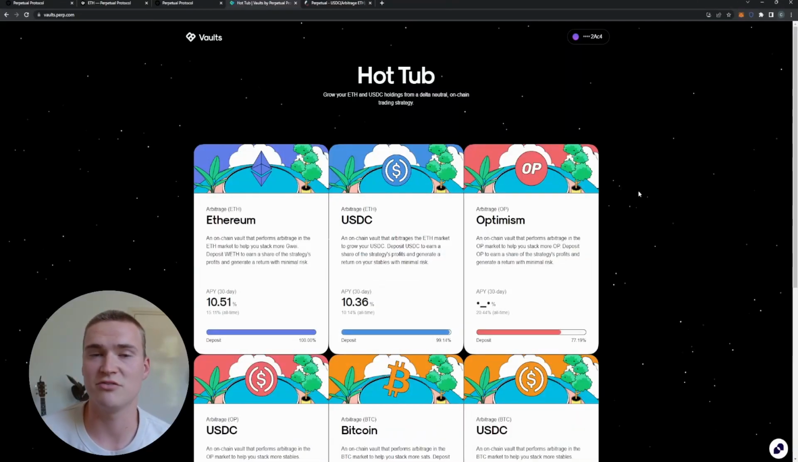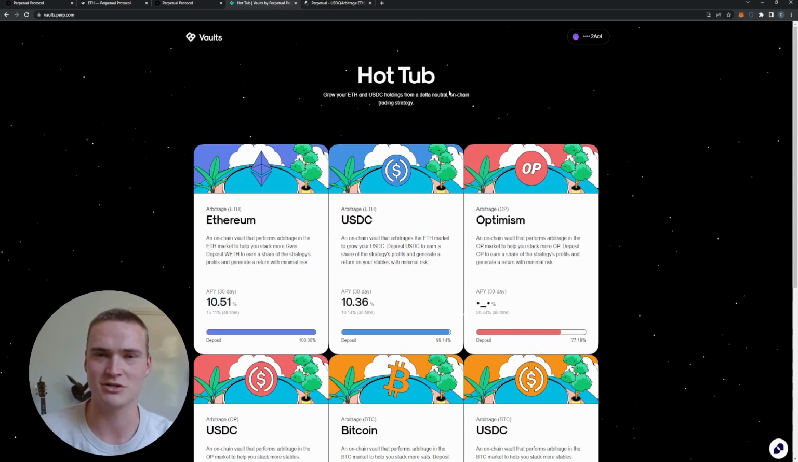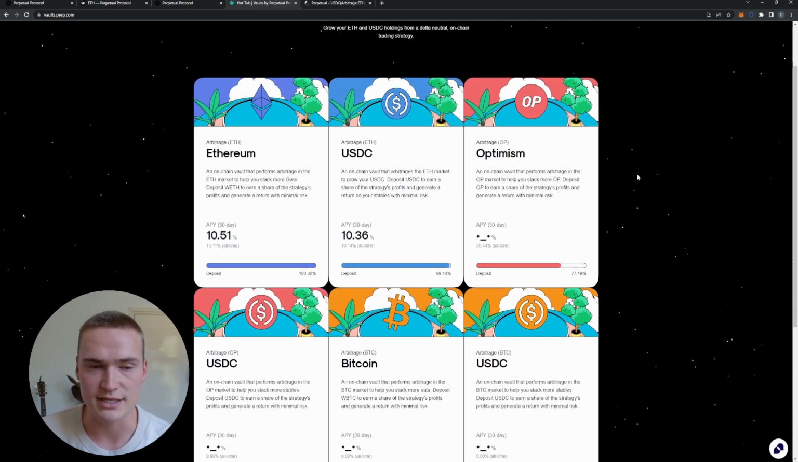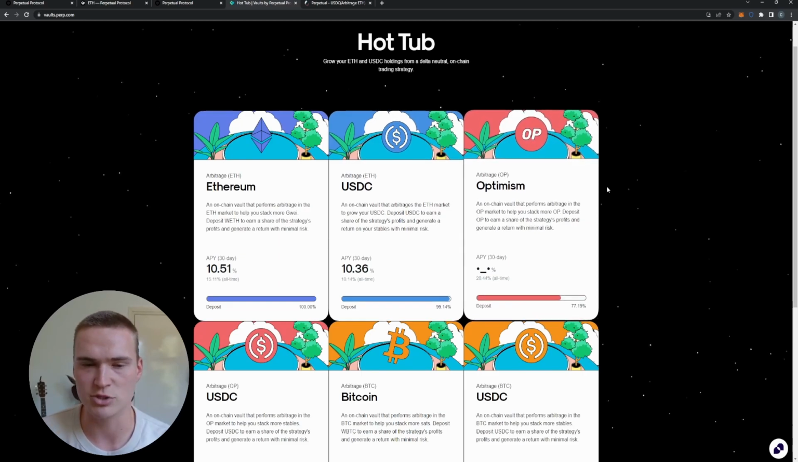Alright, so when you pressed visit on the last webpage, you get to the hot tubs or the vaults. You can use those names interchangeably, but here you can see it, and these are the vaults where you can lock up crypto to participate in arbitrage trading.